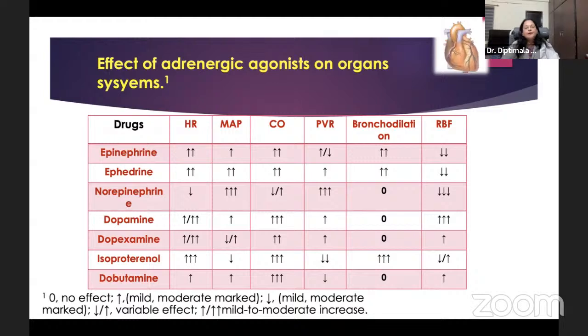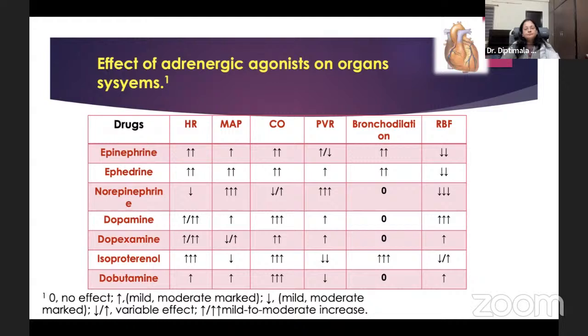Their effect on the heart rate, effect of each drug on the mean arterial pressure, on the cardiac output, peripheral vascular resistance, bronchodilation, and renal blood flow. So I'll tell you about norepinephrine. It will reduce the heart rate, increase the mean arterial pressure, will try to maintain the cardiac output, will increase the peripheral vascular resistance, no effect on bronchioles, and it will reduce the renal blood flow.